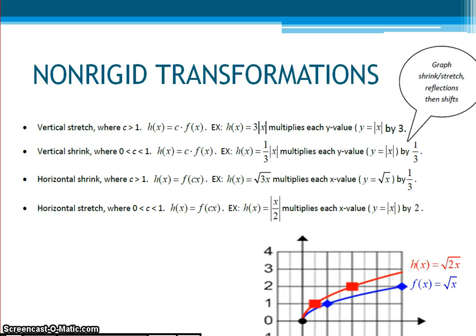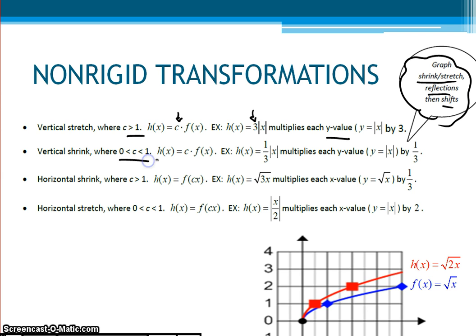So now we have what is called the non-rigid transformation. So the non-rigid transformations are the shrinks and the stretches. So when we graph it, when we put it all together, we're going to do our shrinks and stretches, then reflections, then shifts. We do it in that order. Okay? So for shrinks and stretches, if you have a number out front that's bigger than 1, so a positive large number, then you multiply each y value by 3.